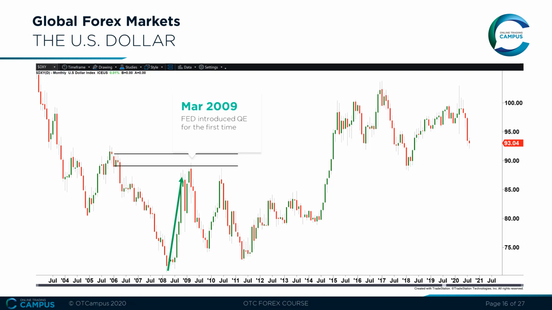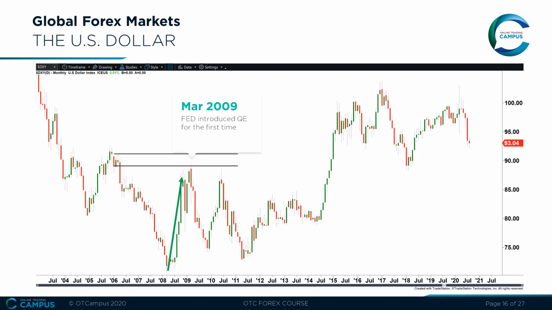You can see that during the last recession, the housing crisis of 2008 and 2009, the US dollar index experienced a massive spike. Then the chairman of the Federal Reserve back then introduced the concept of quantitative easing, or QE. For the first time in history, the Fed printed money and injected this into the economy. That was in March 2009.